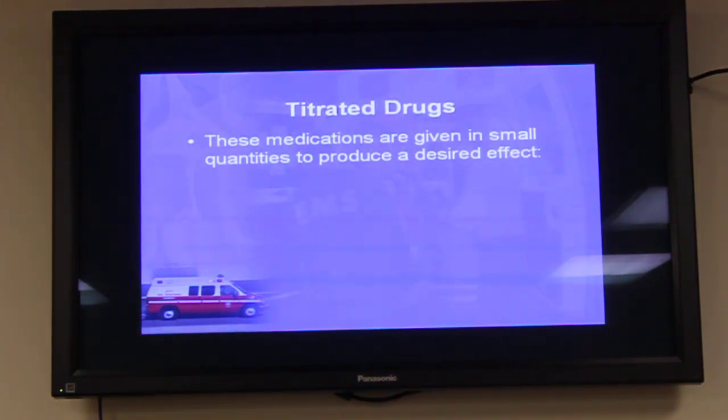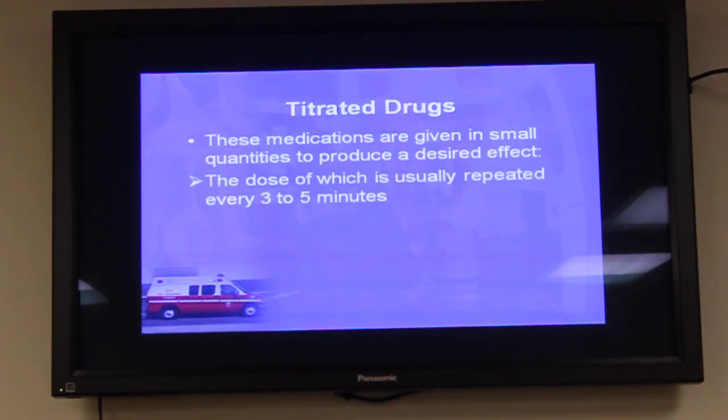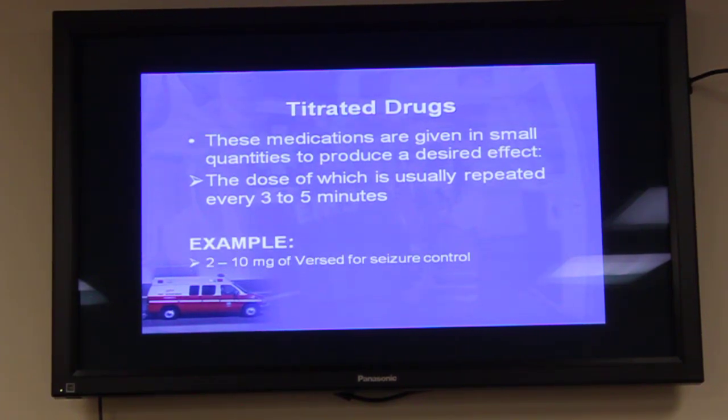Titrated drugs. These medications are given in small quantities to produce some form of a desired effect, the dose of which is usually repeated every 3 to 5 minutes, but that's going to depend on your medication. But as an example, you might give 2 to 10 milligrams of Versed for seizure control. You might give 2 to 10 milligrams IV morphine sulfate for pain.